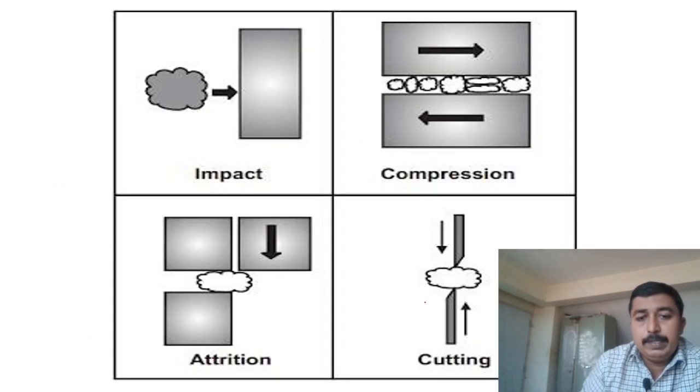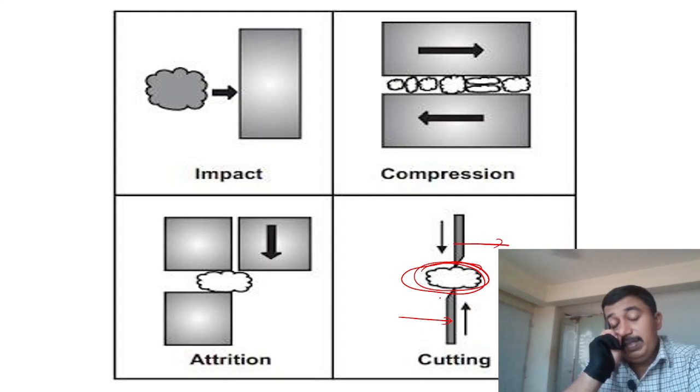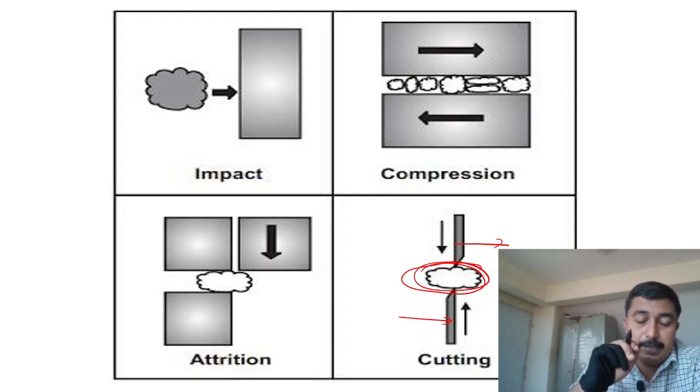So you can see this is the mechanism. Here, this is the knife, and this is the material. So the material is cut into fine pieces with the help of the cutting mechanism, and the equipment is the cutter mill.